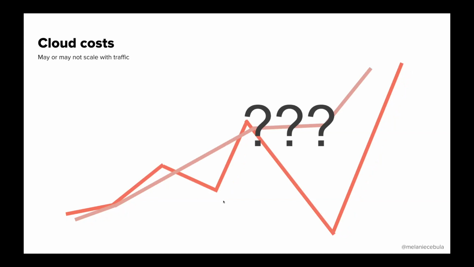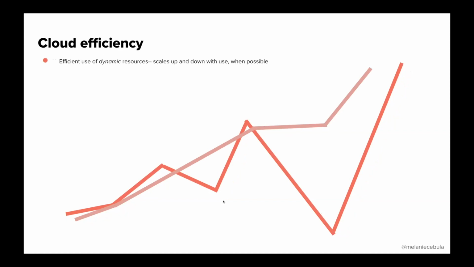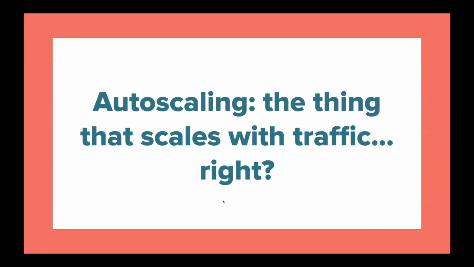And that's kind of the point of cloud efficiency, is essentially that when resources are dynamic, they scale up and down with use when possible. And otherwise, if you have static resources, what's the best possible use of those static resources at minimum cost? So when we talk about cloud resources, there are a lot of different sub-disciplines, like compute and storage. But for this particular talk, I really want to focus on compute and autoscaling and when it goes wrong and how to make it work.